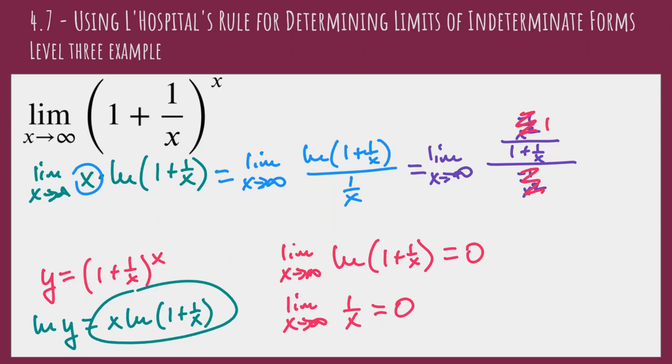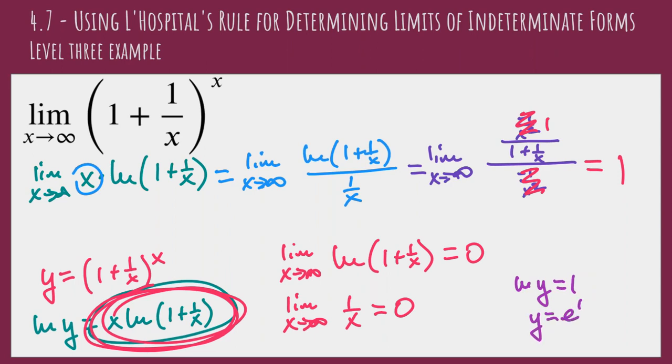Plug infinity in for x. Remember, we can't actually plug infinity in, but we can see what happens when x gets really big. This term's going to approach 0, and we get 1. So what we need to keep in mind, though, is that this expression right here is approaching 1. That's the natural log of y. So I'm just going to say for the argument of this problem, the natural log of y is approaching 1. If the natural log of y is equal to 1, then y is going to equal e to the 1.